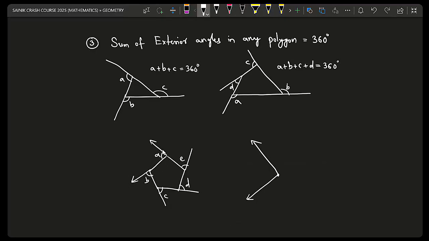Now, the angle between these two rays is A. So the angle between these two rays is also going to be A, because this is parallel to this and this is parallel to this. So why is it true? Because if you extend the sides and check with the transversal, they become corresponding angles.